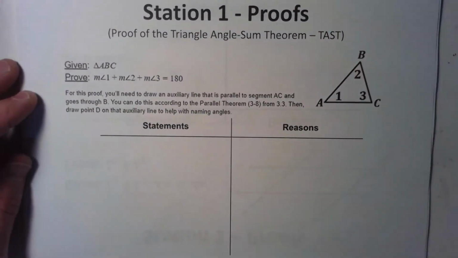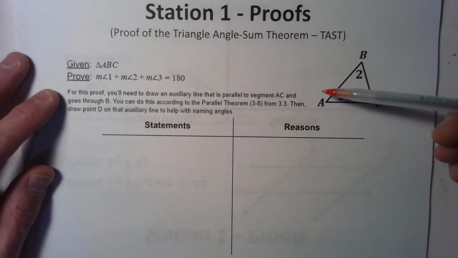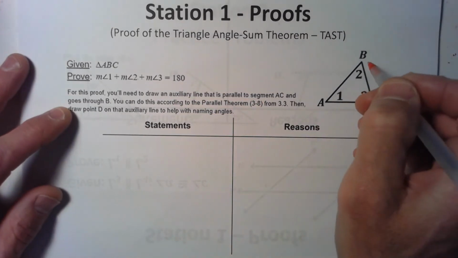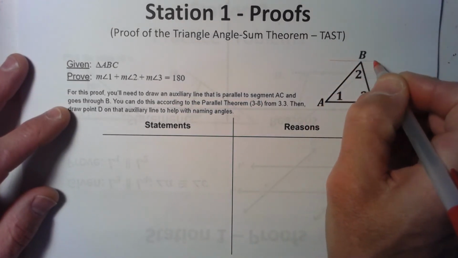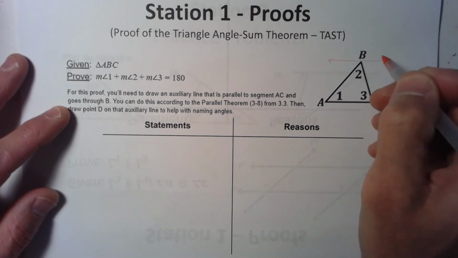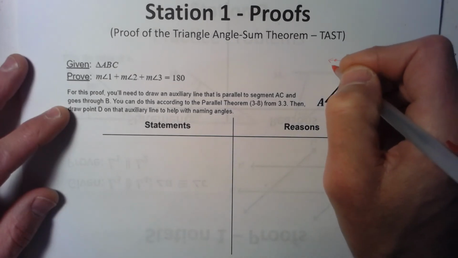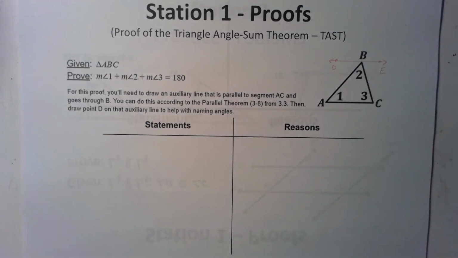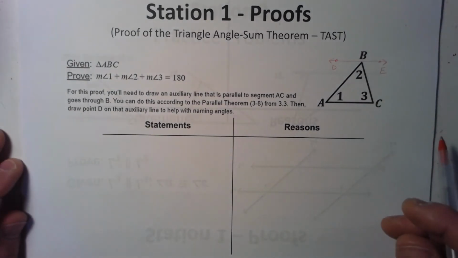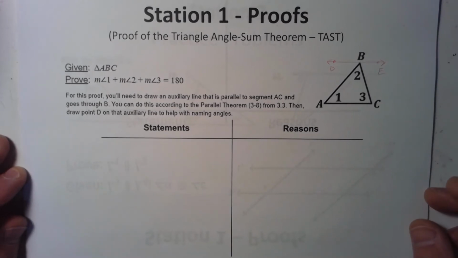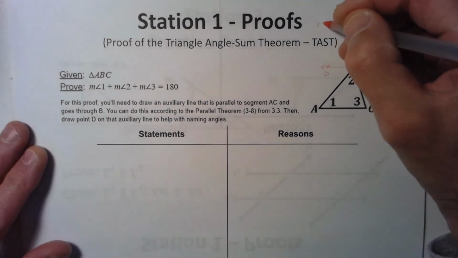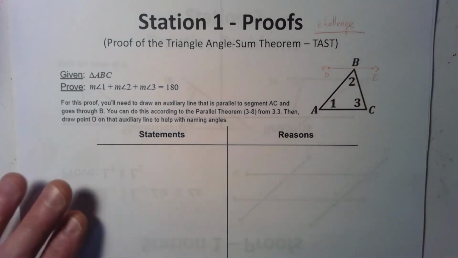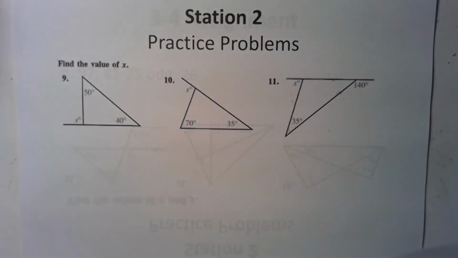The second one, this is a proof. This is going to require an auxiliary line that's parallel to segment AC and goes through B. So you're going to introduce a line that looks like this. And then you have, maybe we'll say point D here and point E here. And that'll be really helpful in this particular case. Okay, so pause that video, copy this proof down, and go to work on that, knowing that this is going to be a bit of a challenge proof. Okay, work on that one in your table groups.